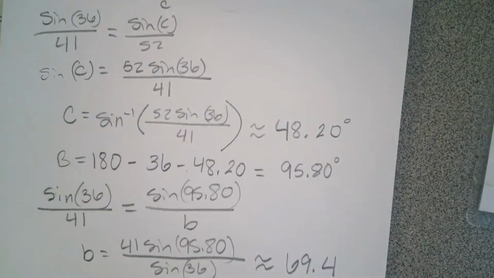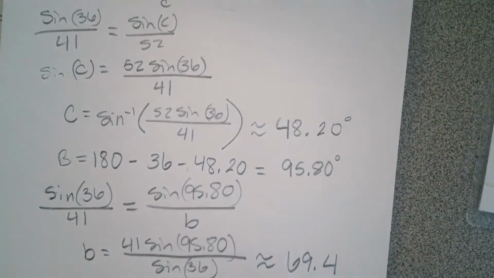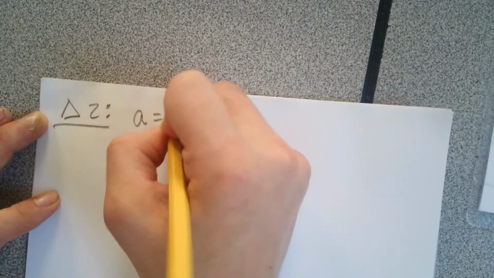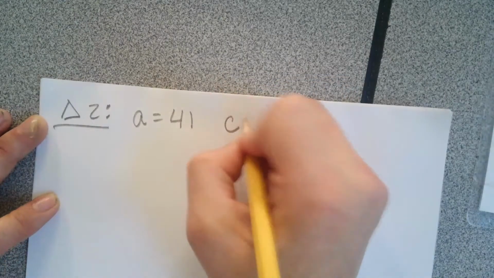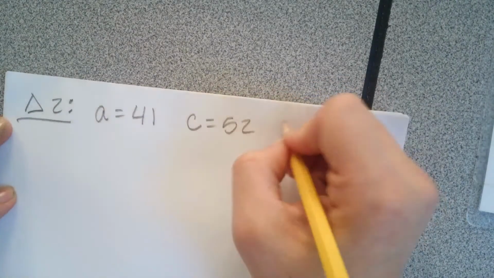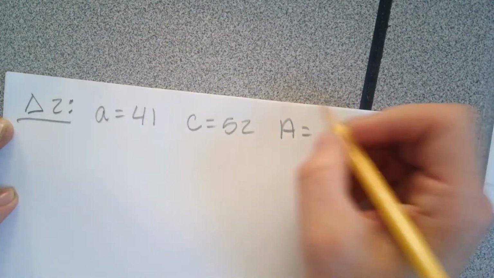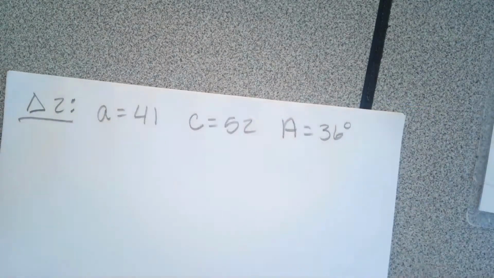All right, now let's find the second one. For the second one, it's easy peasy lemon squeezy. We start with the same exact information. So we're on triangle 2. We were given that side A was 41, side C was 52, and angle A was 36 degrees. We start with all the same information.